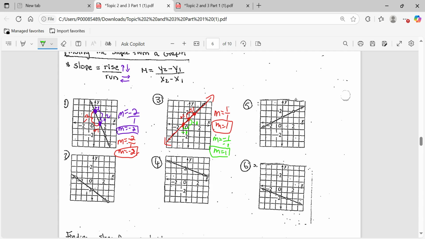So here on number 5, again, I see this going up. I could tell it's going to be a positive slope. And then here's my next coordinate point. So to get from here to here, I would have to go up 1 and then to the right 2. So that my slope is 1 over 2.